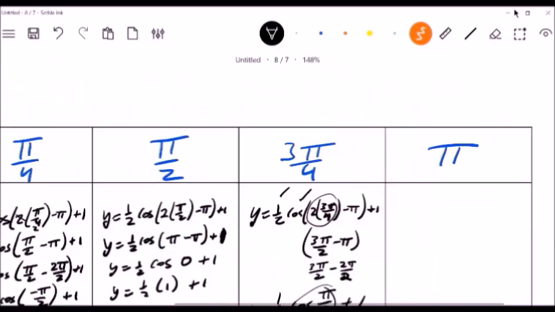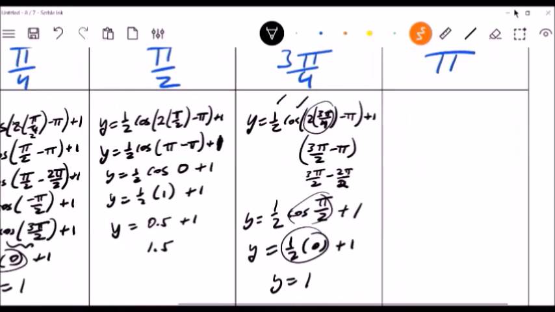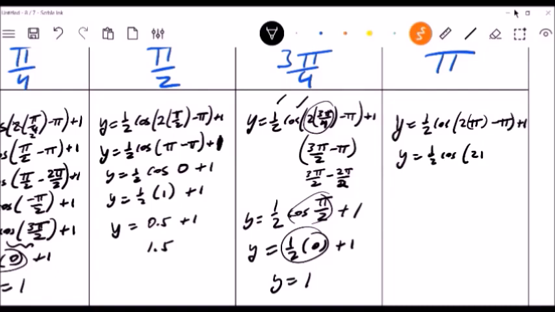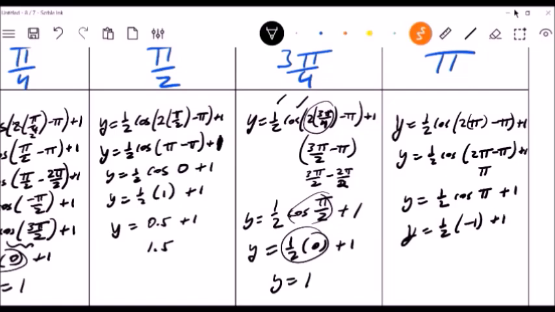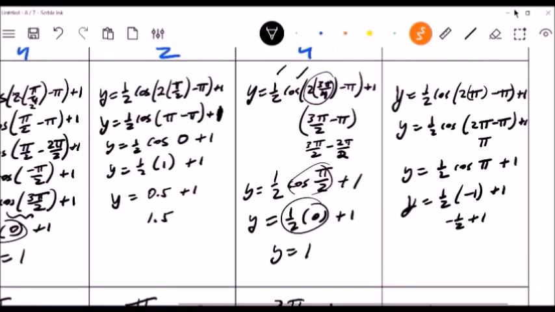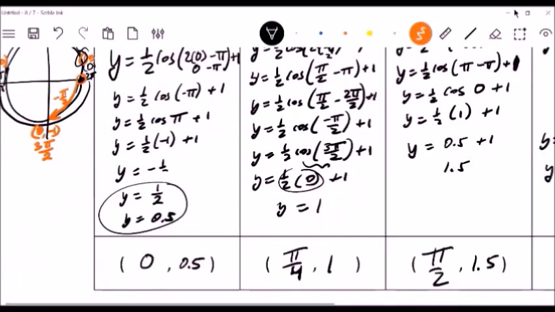And the last one, the good thing here is because it rotates, we know the last one will be the same, but I'll do it anyway. Y equals 1/2 cosine of 2 times pi, so I'm putting pi in here, minus pi plus 1. Cosine of 2 pi minus pi plus 1 means just pi. So y is 1/2 cosine of pi plus 1. The cosine at pi is -1. So we get -1/2 plus 1, which is 0.5, the same as over on the first one.